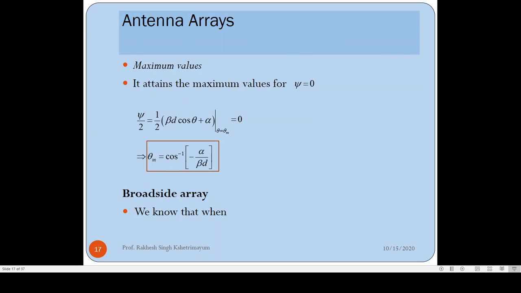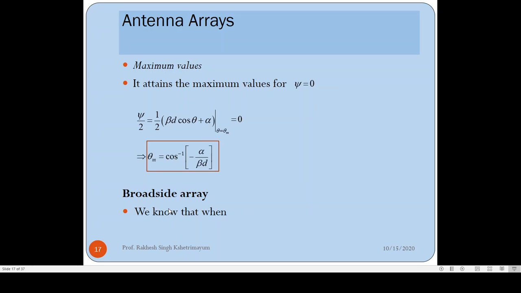You can also find out the maximum value of the antenna array radiation pattern. What is the value of theta for which you have the maximum radiation pattern for the antenna array? For the maximum, psi by 2 should be equal to 0. So in that case, half of beta d cos theta plus alpha is equal to 0. Theta maximum is cosine inverse of minus alpha by beta d. Alpha was the phase shift, beta is the wave number for free space, d is the distance between the antenna elements. So now you know where the location of the maximum value and the null of the antenna array is for the uniform linear array.